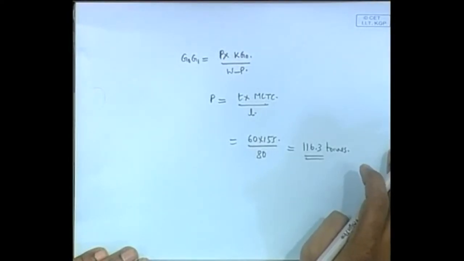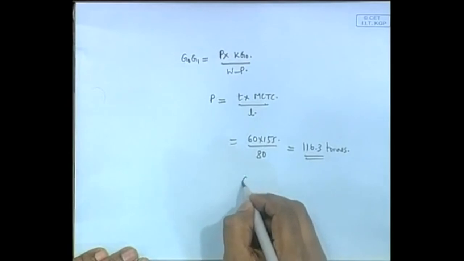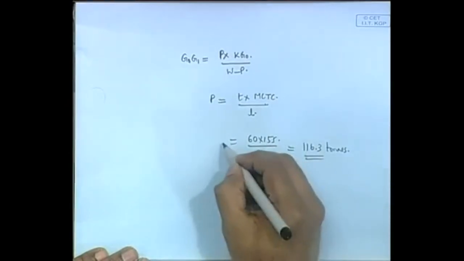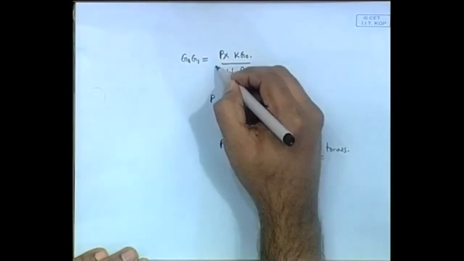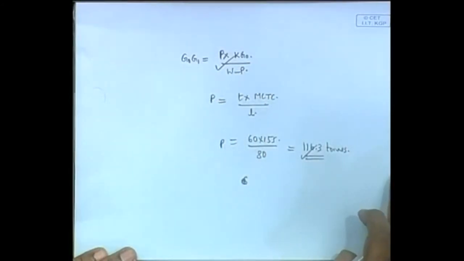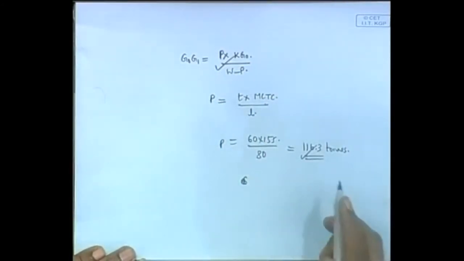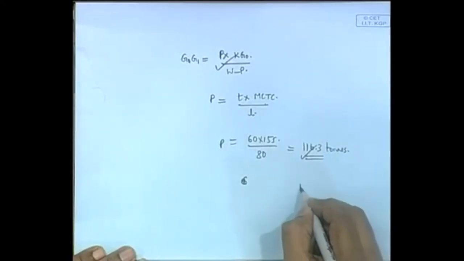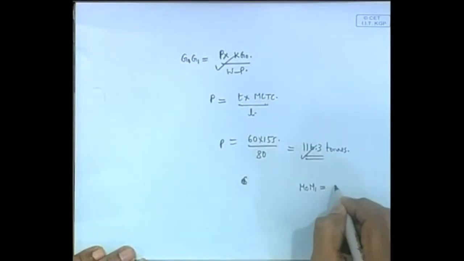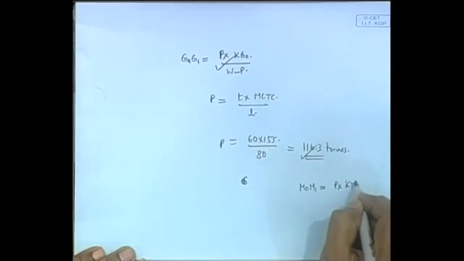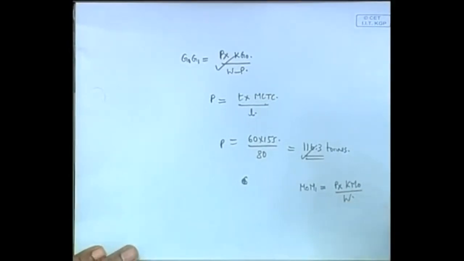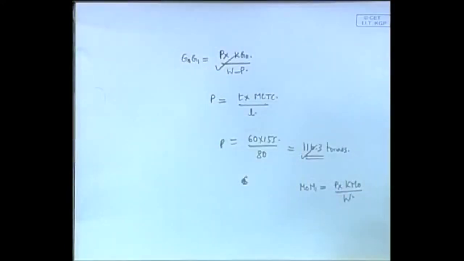Okay, in this problem, once you know P, you can get this G0, G1. Now, they have also done it using the other method, where you do M0, M1 instead, just to compare. The formula is P into KM0 by W. KM0 is given, so P is known, and W is also known. So this will give you your M0, M1.